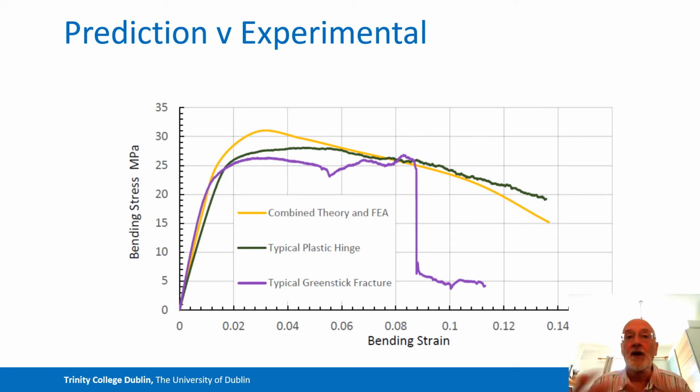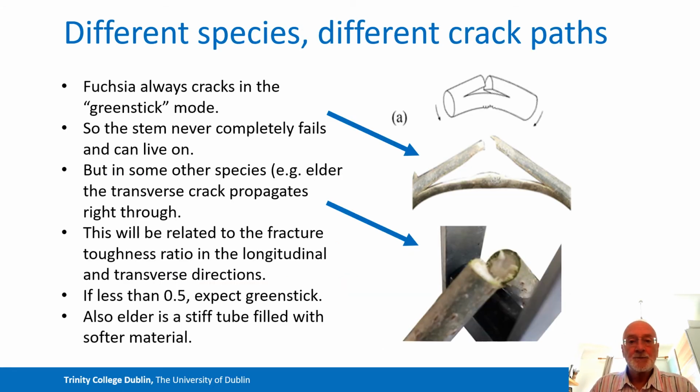Well, of course, we now know all the stresses and strains in this beam in different directions, so we can put in a failure criteria. Different species, incidentally, fail in different ways. So the fuchsia, as we've seen, fails by this change to a longitudinal propagation. We tested another species, which is elder, and that doesn't. It just cracks straight across.